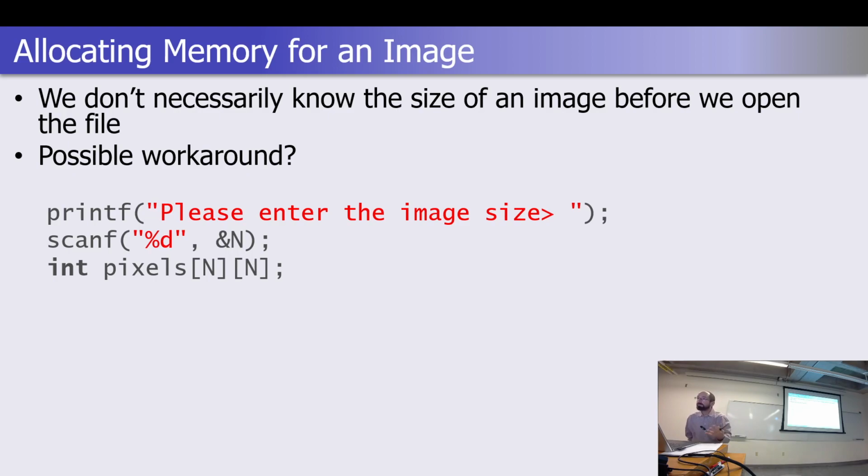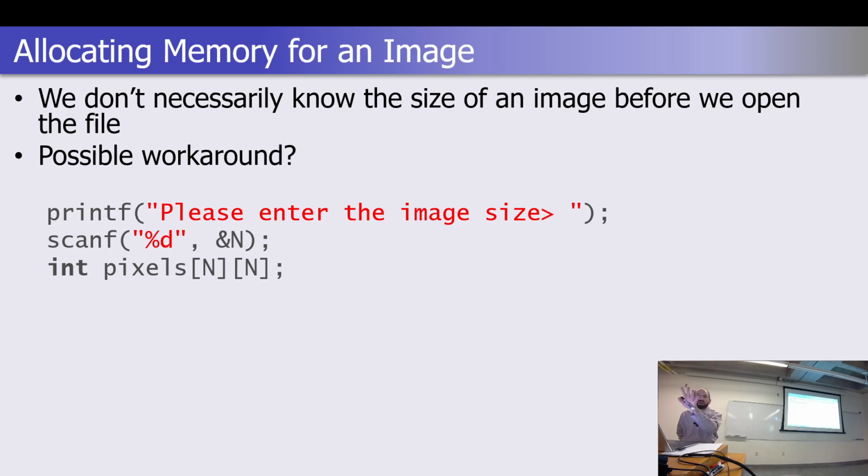We have an image, we want to process that image. We want to convert it to grayscale, we want to apply some filter to it. We generally would not necessarily know the size of that image, how many pixels it is, the horizontal and vertical resolution, before we actually open it.